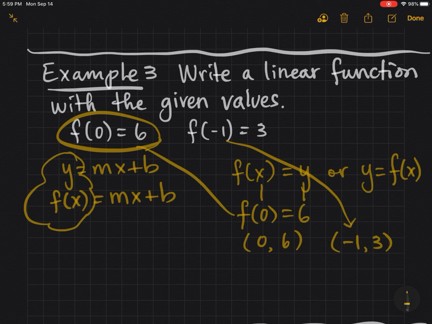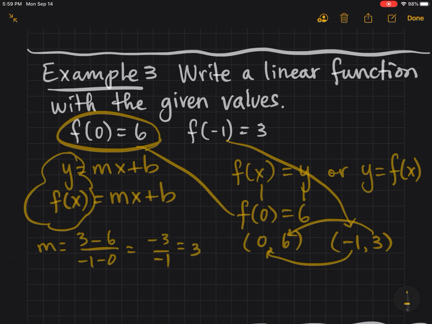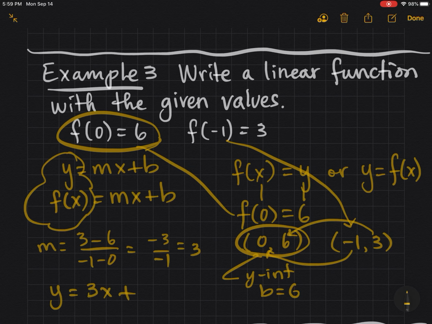Finding the slope, 3 minus 6 over negative 1 minus 0. And we get negative 3 over negative 1 equals 3. And then I know my slope, and guess what? x is 0, so this is a y-intercept. b equals 6. y equals mx plus b. Boom, done.